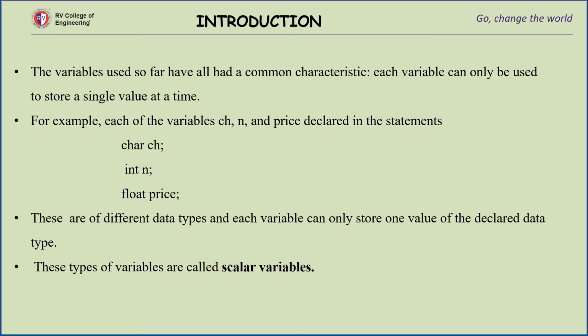Now, what is the difference between a variable and an array? A variable is used to store a single value at a time. For example, ch is a variable of character type, n is a variable of int, price is of type float. Now each of these variables can store only one value.